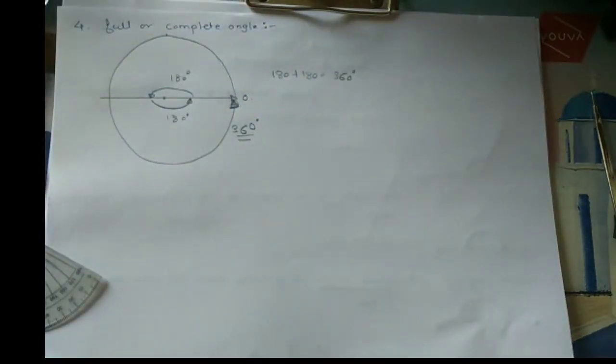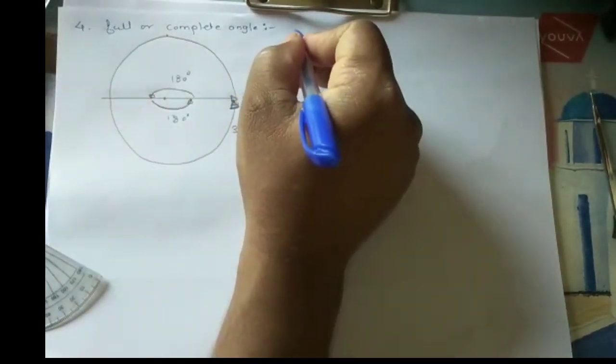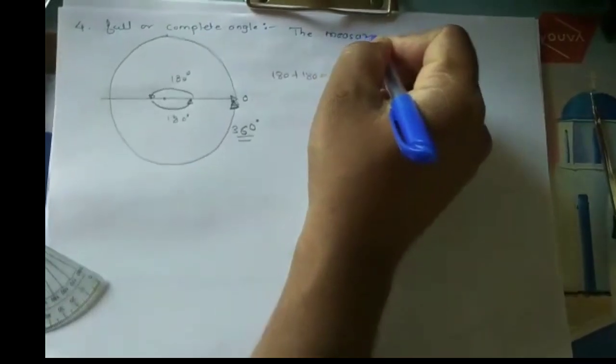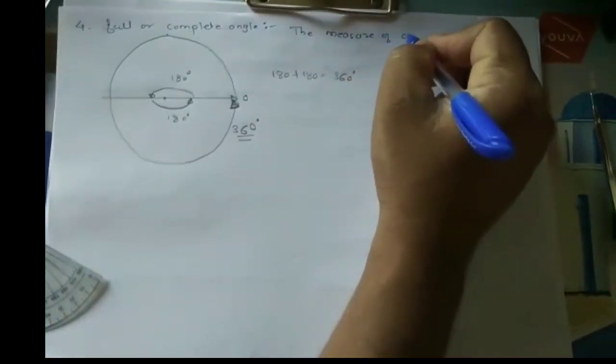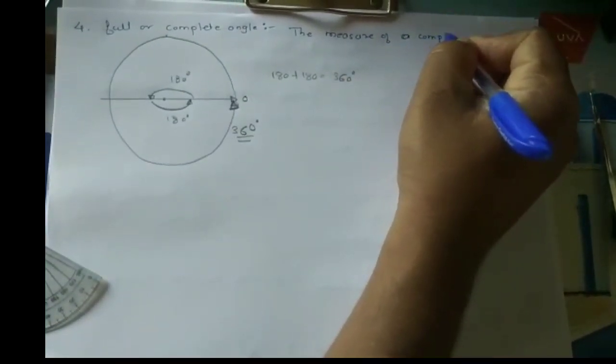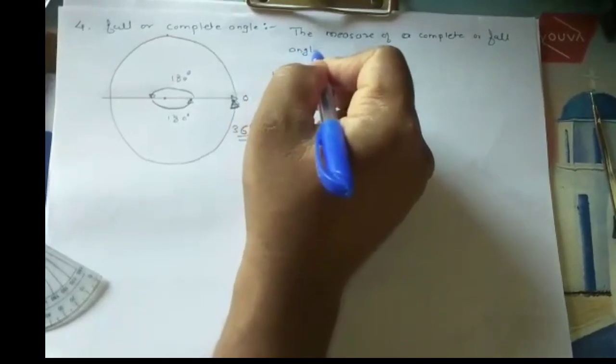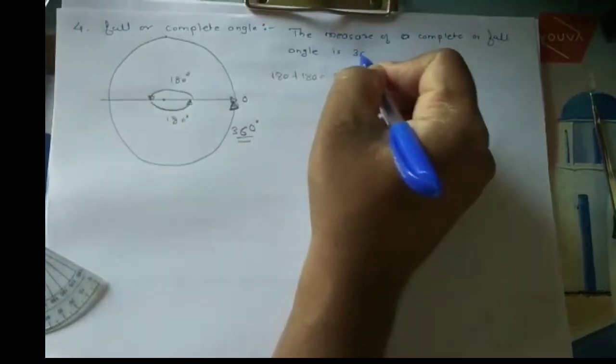So what is a full or complete angle? The measure of a complete or full angle is how much? It is 360 degrees, and that angle is called a full or complete angle.